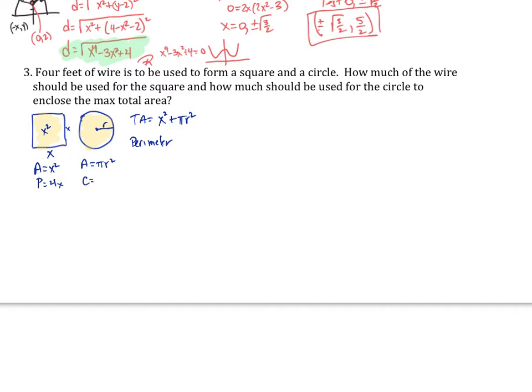Now, the perimeters. The perimeter of the square is 4x. The circumference of the circle is 2 pi r. The total perimeter is the 4 feet of wire that goes around here and here, total 4. So when I add those up, I get 4 equals 4x plus 2 pi r.